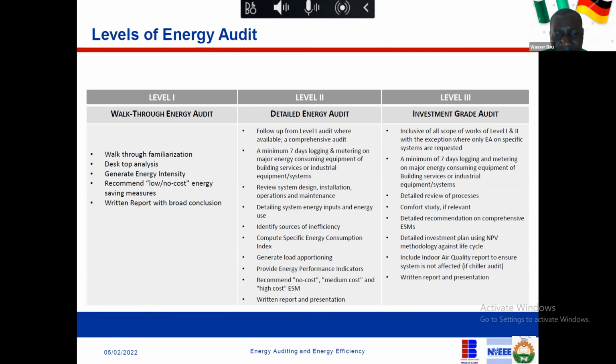Then finally, you're going to write a beautiful report and probably make a presentation. So these are the 2 major differences between level 1 audits and level 2 audits.